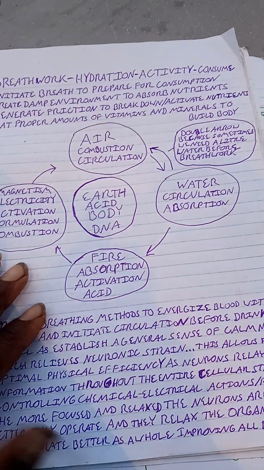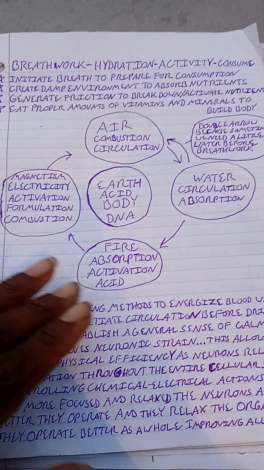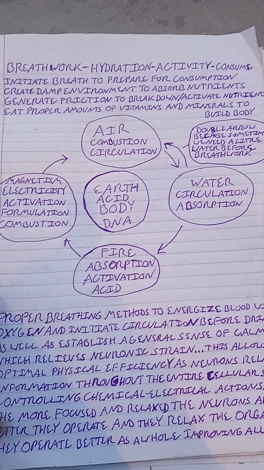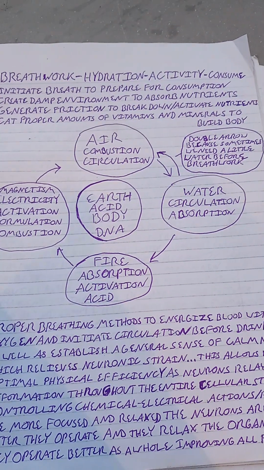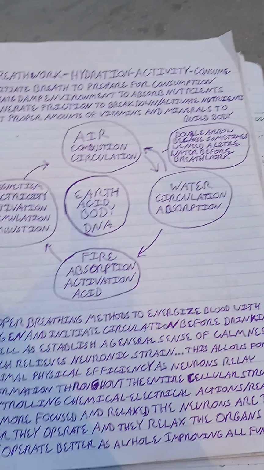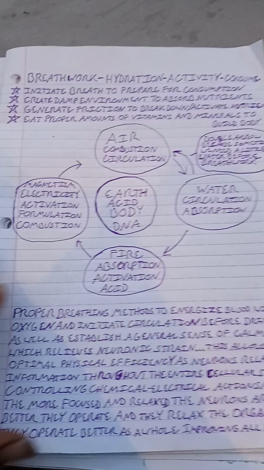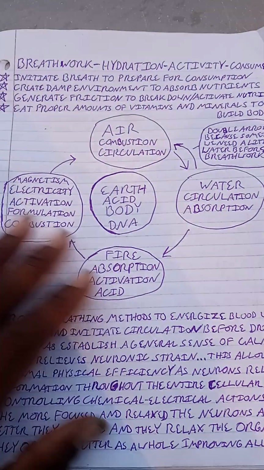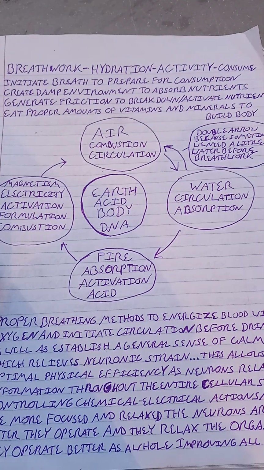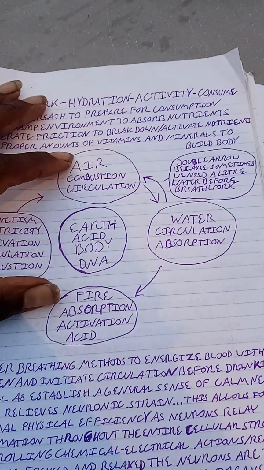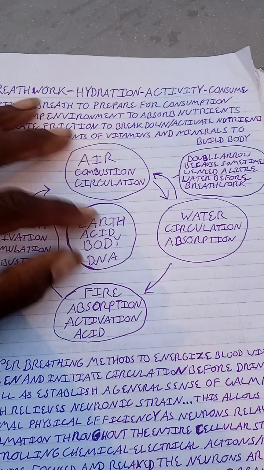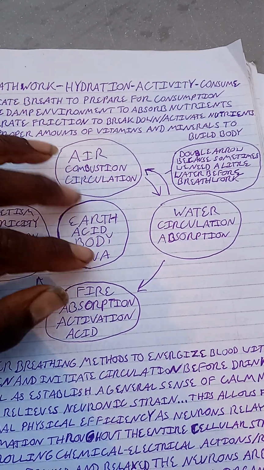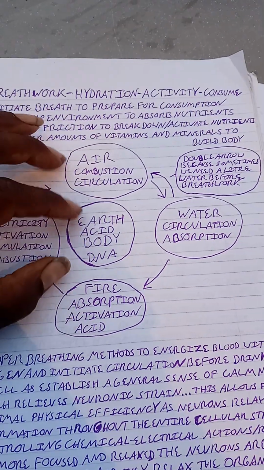This is a chart of how the body actually needs to be operated to achieve maximum efficiency for healing any genetic disorder, or just for the proper consumption of any food and maintenance overall, just to maintain the functional physiology. In the middle you have the earth acid body DNA, because DNA is deoxyribonucleic acid. That's the building blocks for the body, your DNA and your RNA.